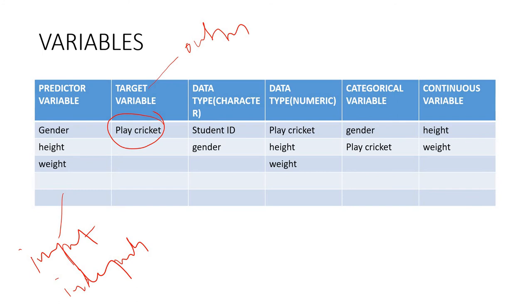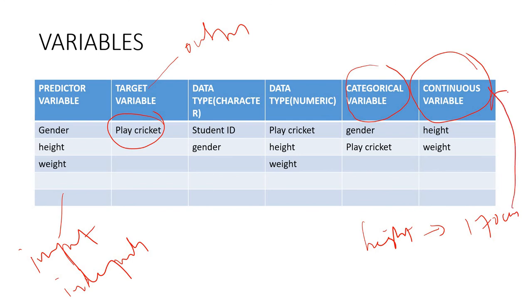Now we need to understand something very important: the categorical variable and the continuous variable. We have two types of variables, and this segregation is really important. What is continuous? Continuous means numerical data. When I ask you a question, what is your height? You will tell me it is 170 centimeters. It is numerical data, so it is a continuous variable.